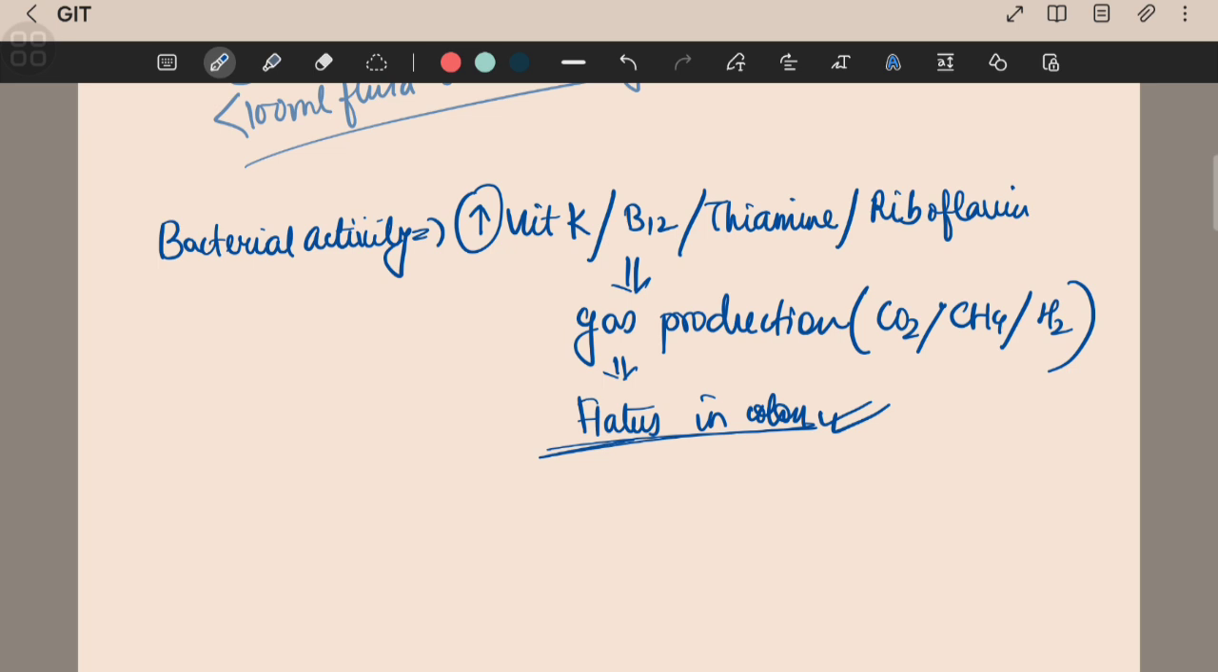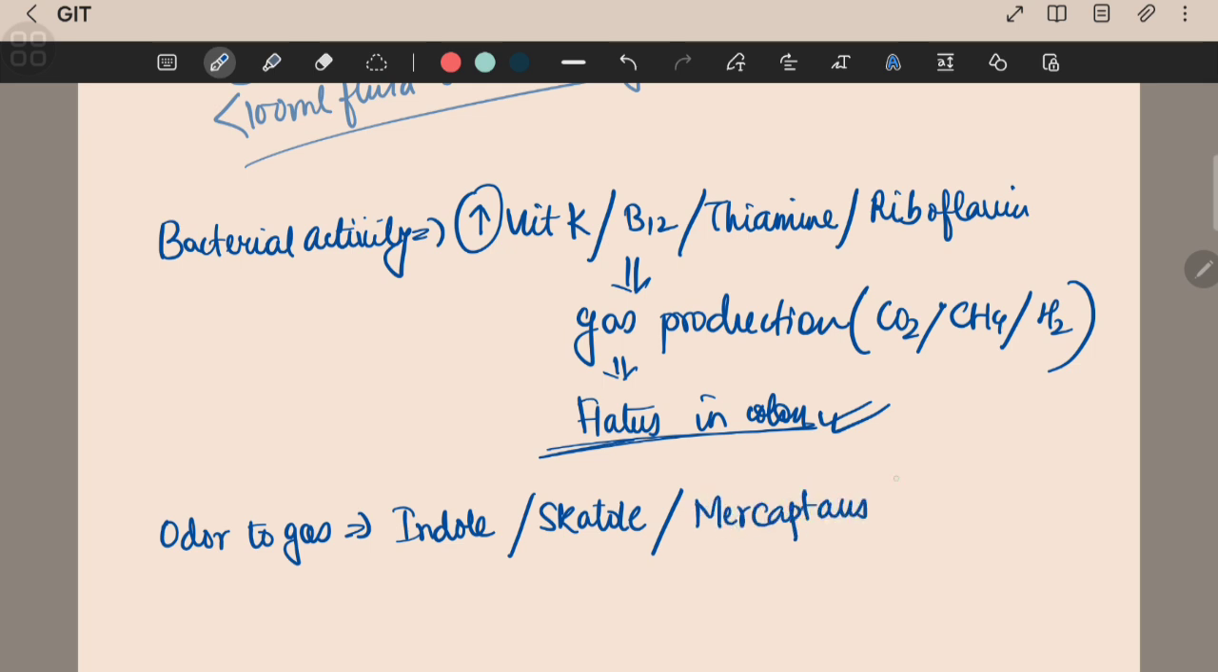And the odor of the gas is mainly produced by certain odoriferous products, like the indole derivatives, skatole, then the mercaptans and hydrogen sulfide, okay. These add the odor to the gas, because bacterial fermentation is happening. So this must be clear.